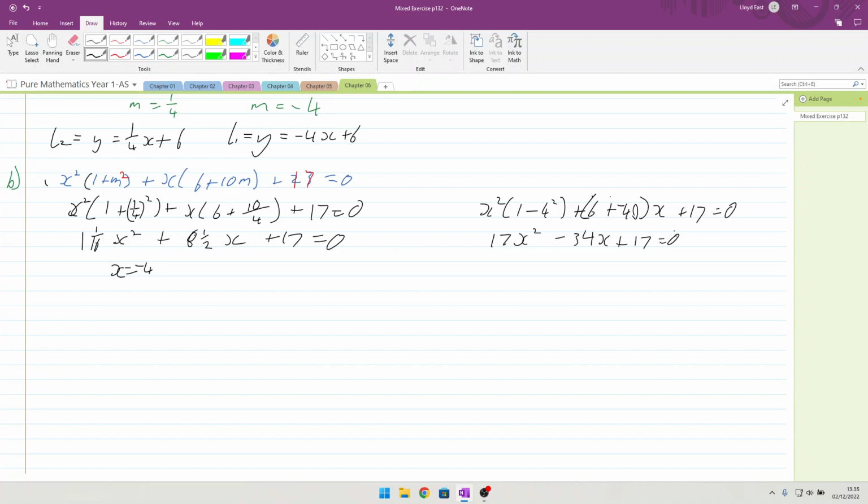Into the solver. Okay, 17, minus 34, and 17 again. That one's probably quite obvious, isn't it? x equals 1.